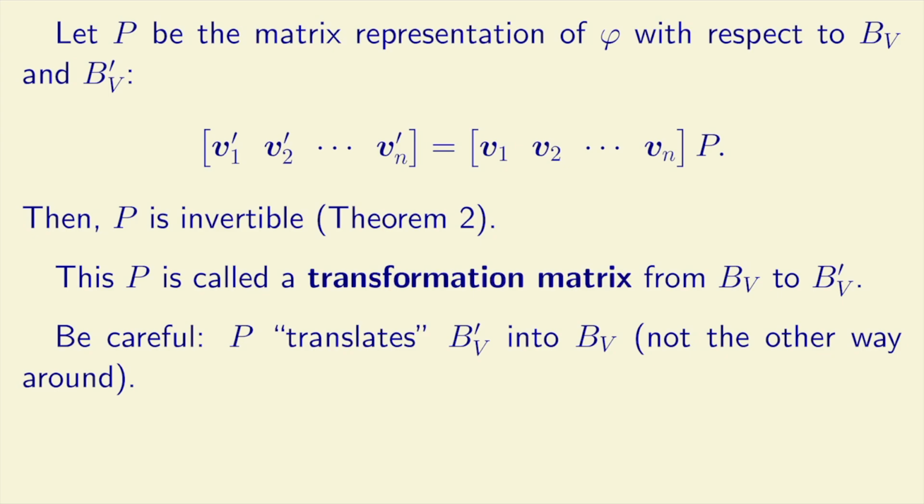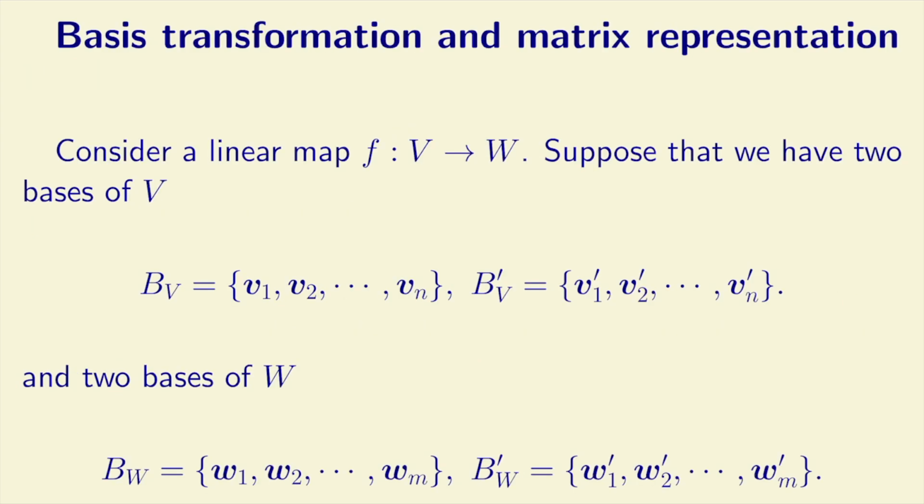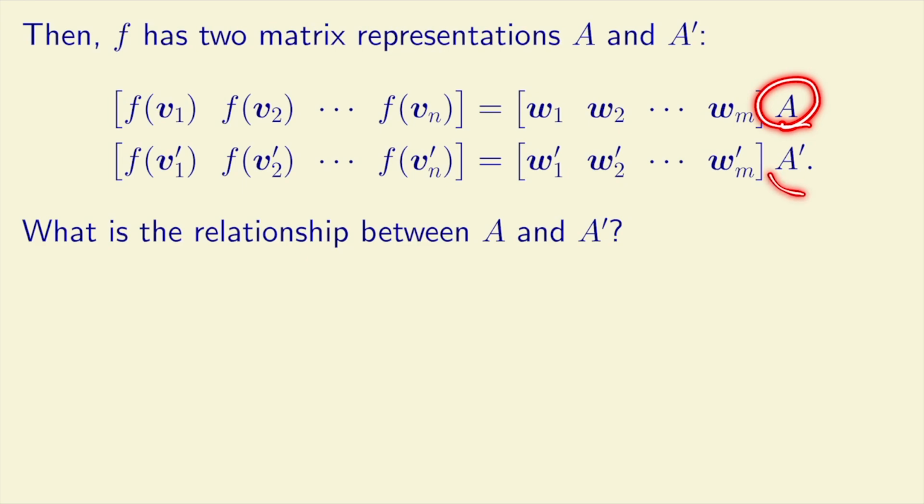Now we get to the main event. The notes lay out the scenario. A linear map F from V to W. We have two bases for V, BV and B'V, and two bases for W, BW and B'W. The notes say that F has two matrix representations, A and A'. (F(V1), F(V2), ..., F(Vn)) equals (W1, W2, ..., Wm) A, and (F(V'1), F(V'2), ..., F(V'n)) equals (W'1, W'2, ..., W'm) A'. The big question is, what is the relationship between A and A'?